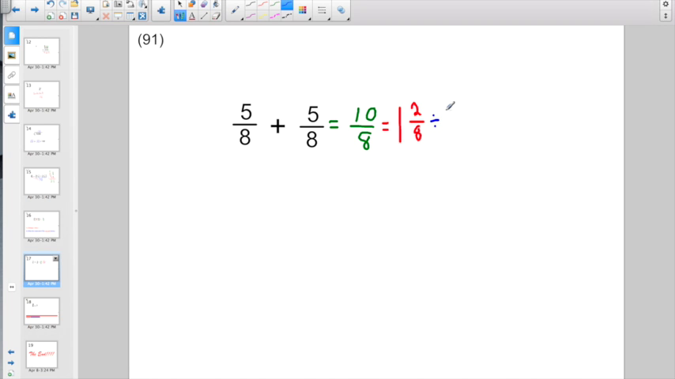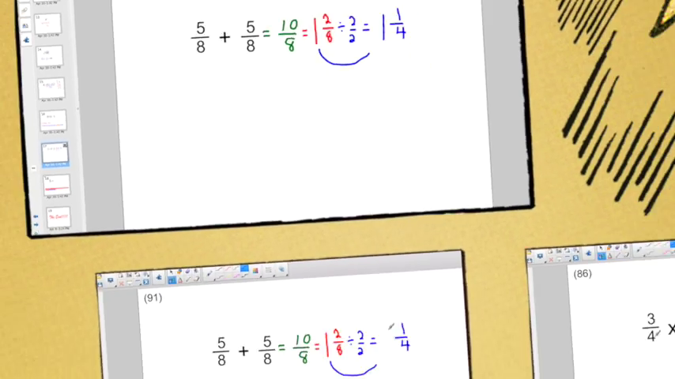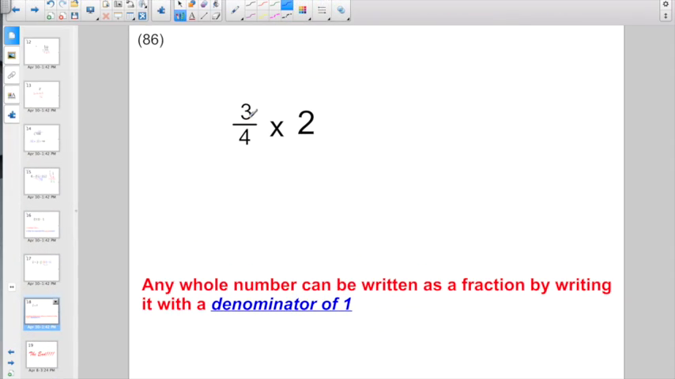And go and reduce it by dividing both sides by 2. So 2 divided by 2 is going to give you 1. 8 divided by 2 is going to give you 4. But let's not forget about our whole number and get him back into the answer for a grand total of 1 1/4.